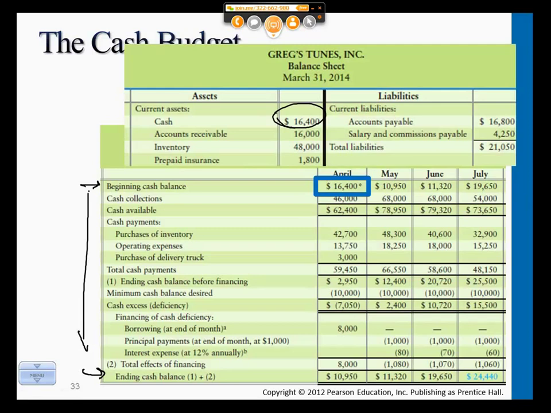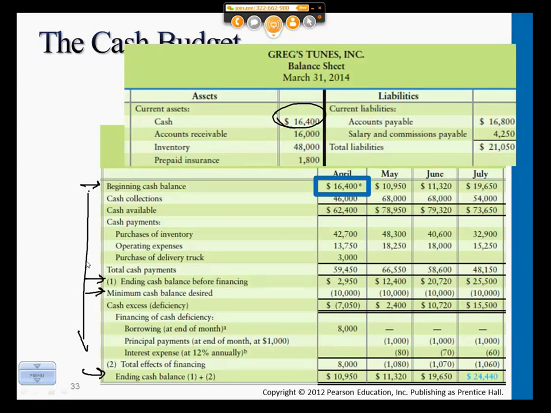So something that's going to be given to you is also the minimum cash balance desired. It's right here. It's 10,000. So what are we going to do? We're going to say that before financing, we want the ending cash balance 2,950. Okay.